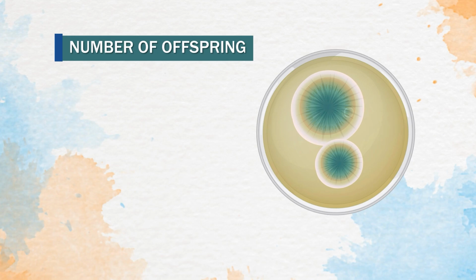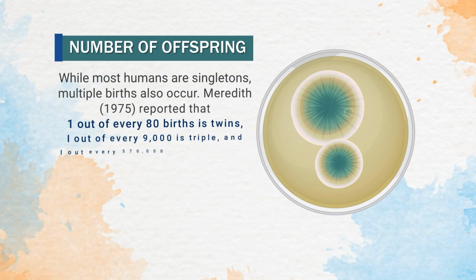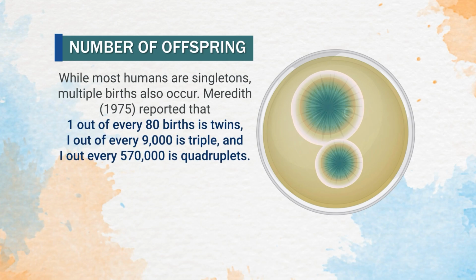So one has to understand that the fertilization process of the X and Y chromosome is not in anybody's hand. Just as hereditary endowment is chance, this kind of fertilization of the chromosome is left upon certain chances. Now, coming to number 3, that is the number of offspring. While most humans are singletons, multiple births also occur.